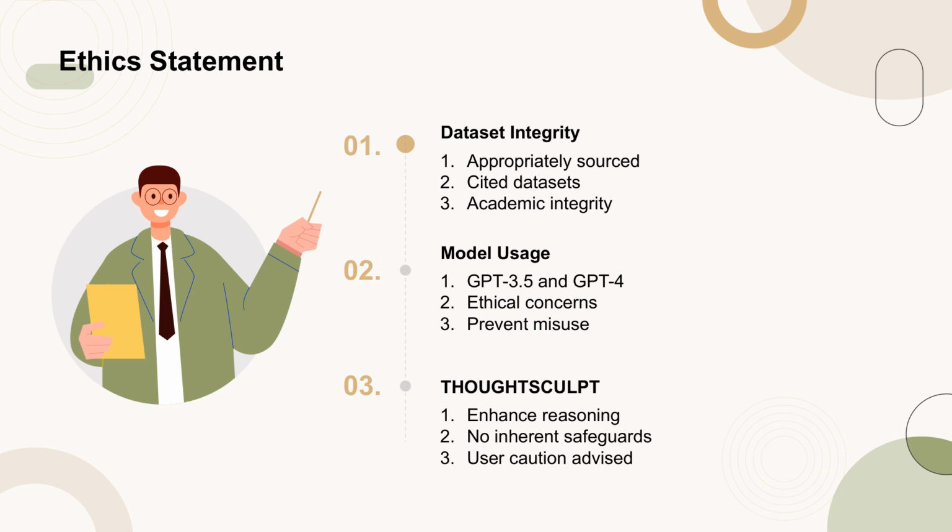The experiments primarily use GPT 3.5 and GPT 4, which are advanced language models capable of generating human-like text. However, these models raise ethical concerns regarding potential misuse, such as spreading misinformation or generating harmful content. It is crucial to implement robust mechanisms to prevent such misuse. ThoughtSculpt aims to enhance the reasoning capabilities of language models but does not include inherent safeguards against generating harmful content. Therefore, users are strongly advised to exercise caution and implement effective safeguards to mitigate risks.